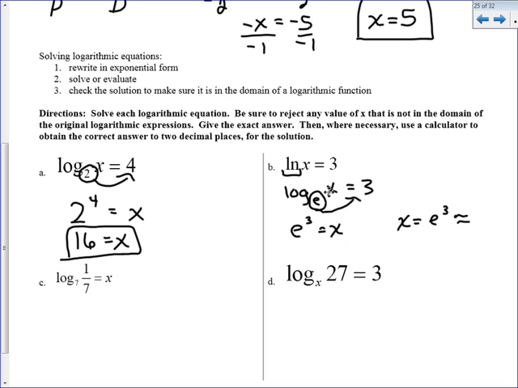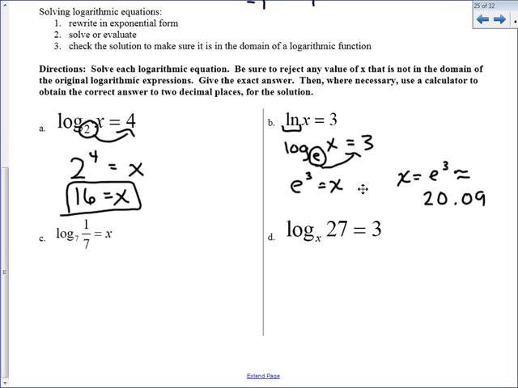It's 20.09. So using your calculator, using that E button, like you did in the population problems, find e to the third power. You said rounded to 2 decimal places? Yes. 20.09? Yes. So is everyone able to get the 20.09?